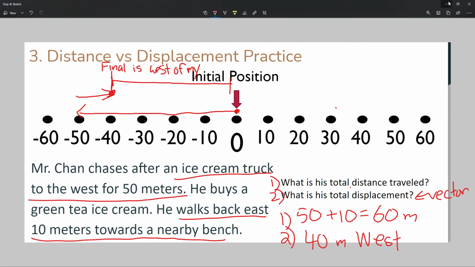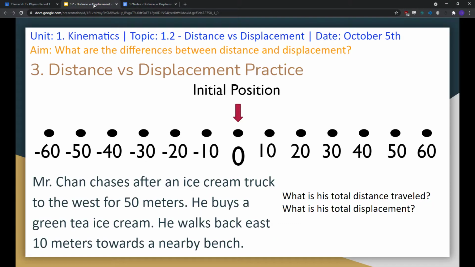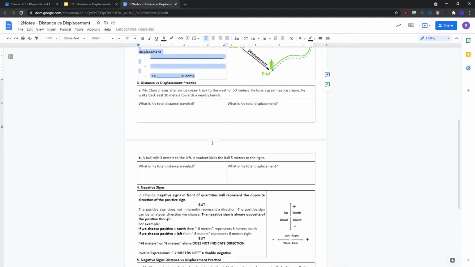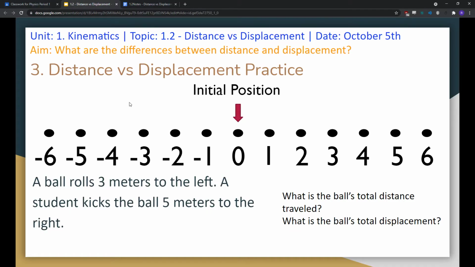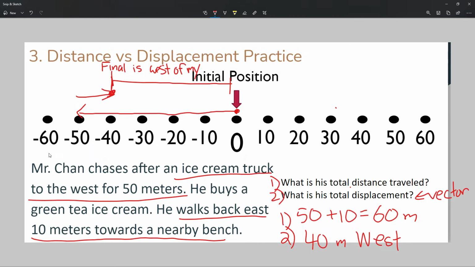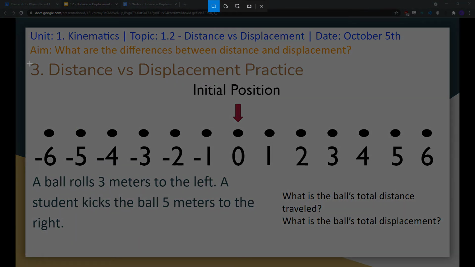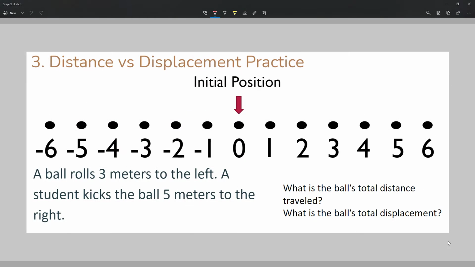Let's do another practice problem. And you should follow along on your notes. All right. So a ball rolls 3 meters to the left, and the student kicks the ball 5 meters to the right. So what is the ball's total distance traveled? Well, the only thing you're doing here is 3 meters plus 5, because that's the total distance, 8 meters, right?